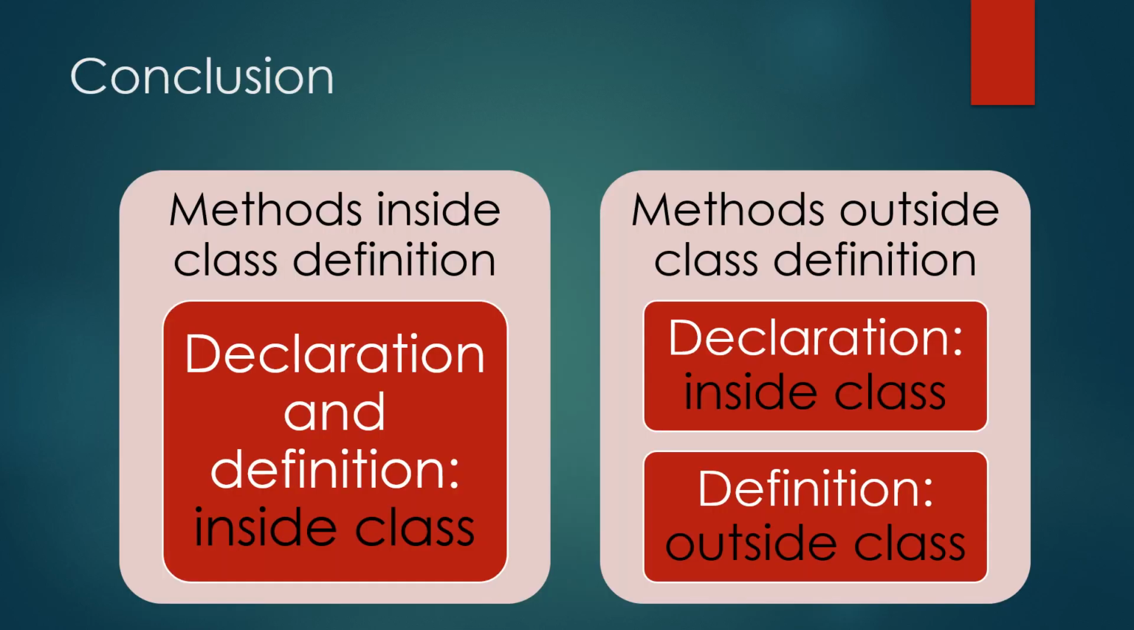Now concluding, there are two ways of defining methods. One is declaring and defining both inside class, and the other is declaring inside but defining outside the class.